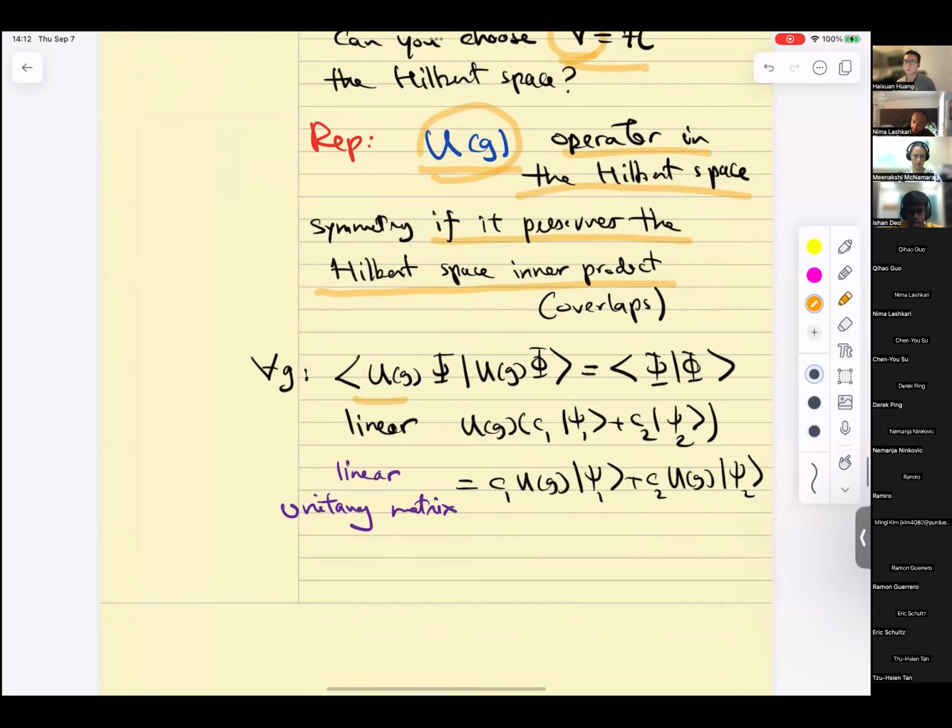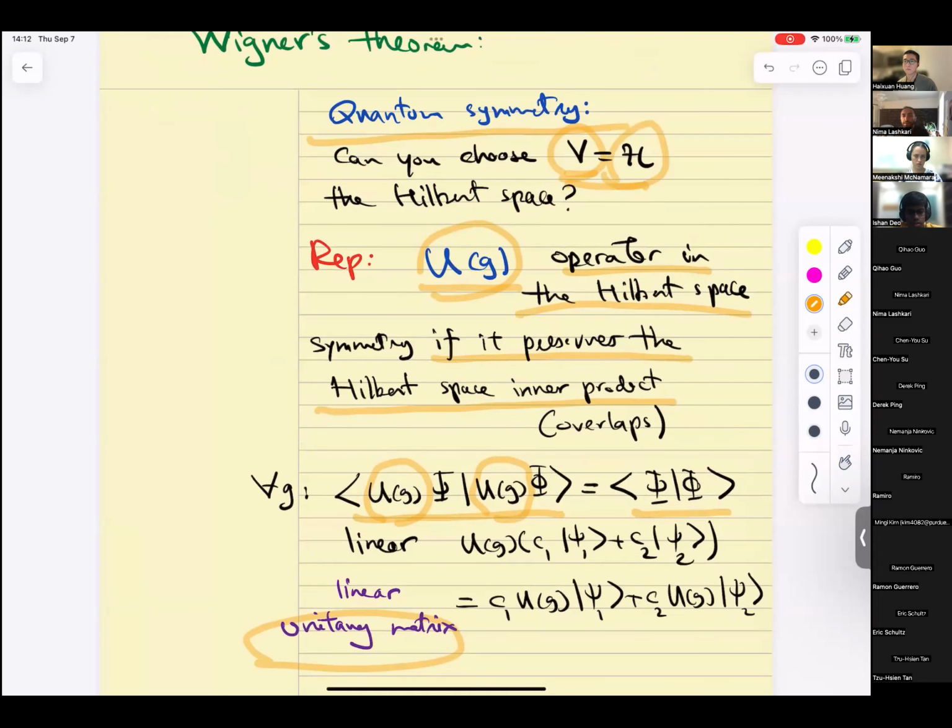So here are vectors in the Hilbert space. This is a representation of my symmetry, U_g and U_g here. It better preserve this. Well, you already know what this says. It says that they better be unitary matrices, because it's supposed to preserve the inner product. All that Hilbert space is just a complex vector space with an inner product.